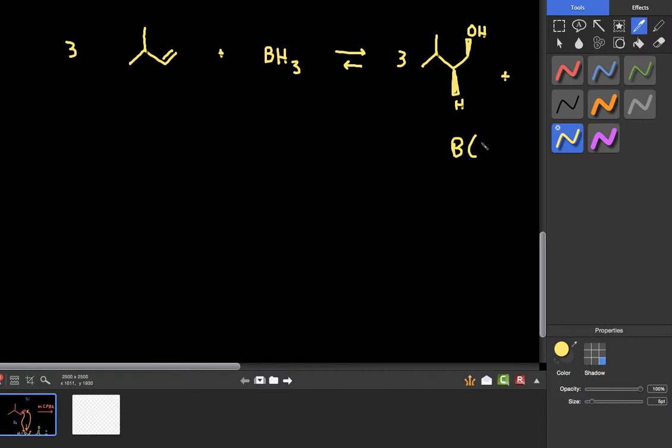Most organic reaction mechanisms have a one-to-one stoichiometry. This one is the one that does not. So I will need three equivalents of the alkene plus BH3. I will produce three alcohols. I'm going to show one of the stereoisomers. And I will have boric acid as a side product. So here is the overall reaction stoichiometry.